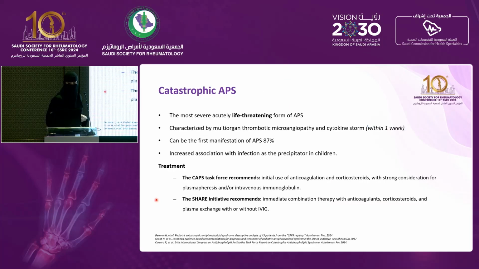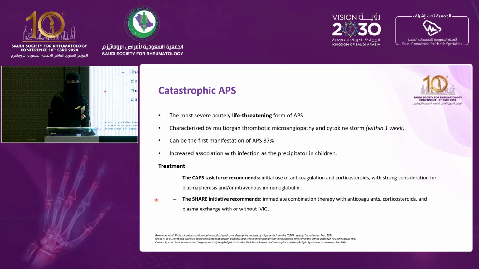The next entity is catastrophic antiphospholipid syndrome. We know this is a very severe and life-threatening condition. It's characterized by microthrombotic, multithrombotic microangiopathic disease with a cytokine storm. This is a very rapid, very severe disease, and usually it will be in the pediatric age group, commonly precipitated by infection.